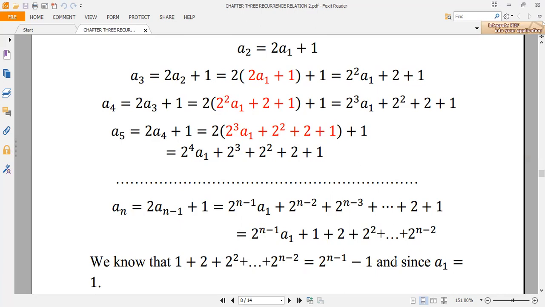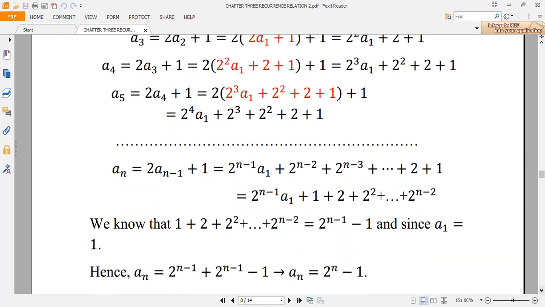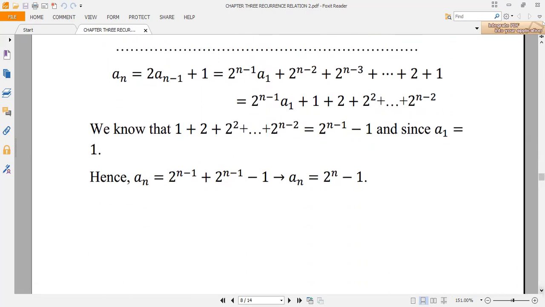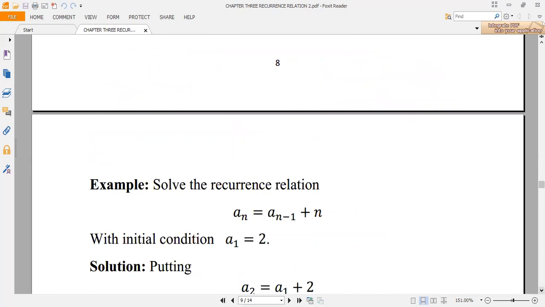Since a1 is 1, an equals 2 to the power of n minus 1 plus 2 to the power of n minus 1 minus 1. Adding these two terms, we get an equals 2 to the power of n minus 1, which is the particular solution for this recurrence relation. Let's look at another example.